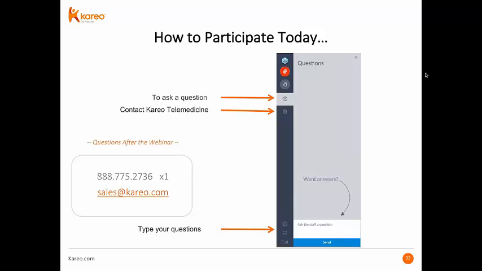So we have a question about, are telemedicine visits capable when the doctor and patient are in 2 different states? And maybe I can just tack this on. Is this only for U.S.? It's not for international.